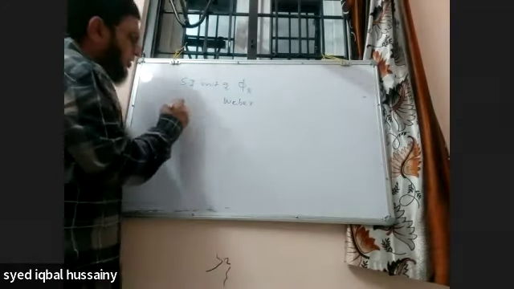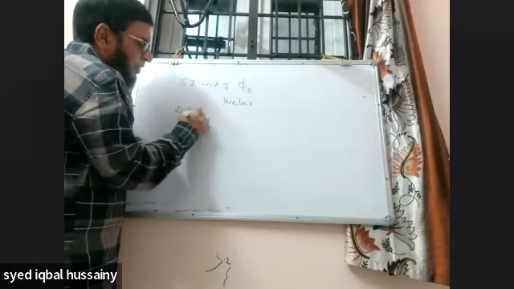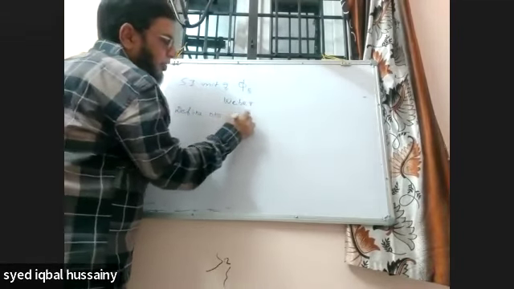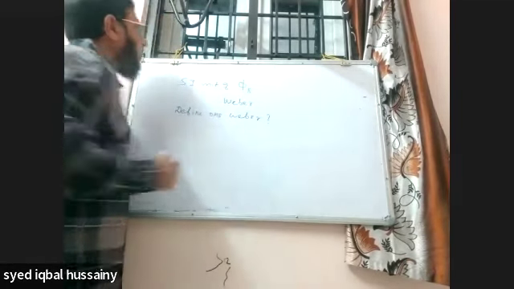Now there is one more question. Define 1 Weber. Next question, write down: define 1 Weber. It is the flux produced.